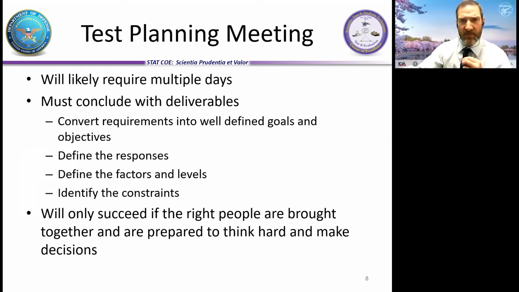So what will that test planning meeting look like? Well, typically we see it's going to require multiple days. All right. Obviously, that is going to depend on your system under test, right? A very complicated one could last longer. If it's a very simple test, maybe you could do it in a day. Okay. It has to conclude with deliverables, right?